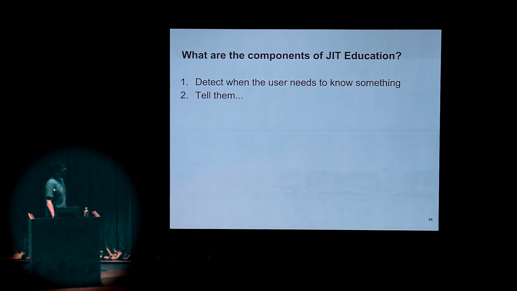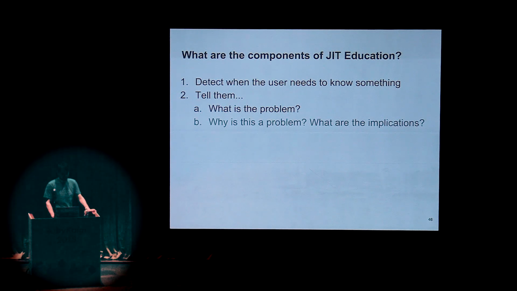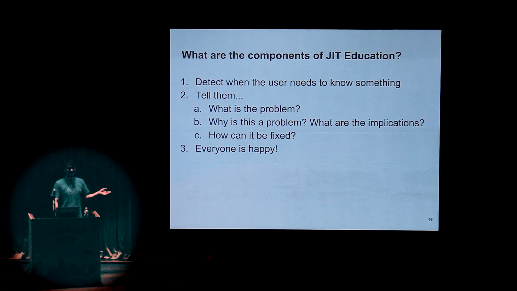But when you do detect it, you need to tell them what the problem is. You can't just say, hey, there's a problem. You need to tell them what it is, why it's a problem, and what the implications of making that mistake are. And you need to tell them how they can fix it if possible. Getting just, hey, this is a problem, is not helpful. And what's awesome about this is everyone is happy because the developer gets to work and do their thing, and you don't have to go and tell them afterwards and then spend 3 days fixing their mistake.